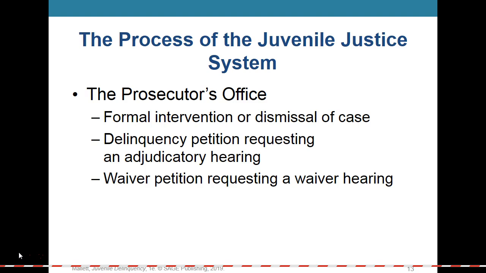Once a juvenile is referred to juvenile court, they go through an intake screening after reviewing the case, including the age of the offender, the seriousness of the offense, the prior juvenile court record, school record, and family information. An intake officer assigned to the case decides to request a formal intervention by juvenile court, and then you proceed to informally handling the case or dismiss the case altogether.